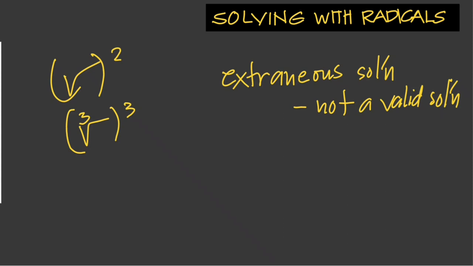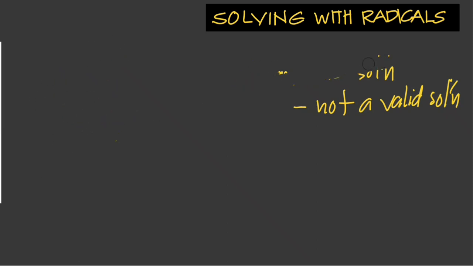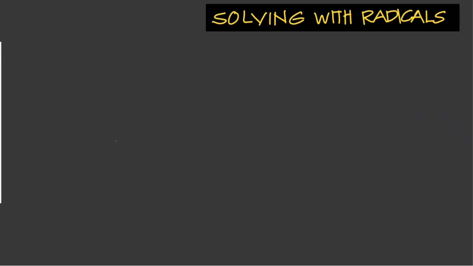So when the index is even, then we need to check our answer. If both sides are equal, then that means that is a true solution that we got. If both sides aren't equal, then that is an extraneous solution, an invalid solution. So let's try solving some examples here.